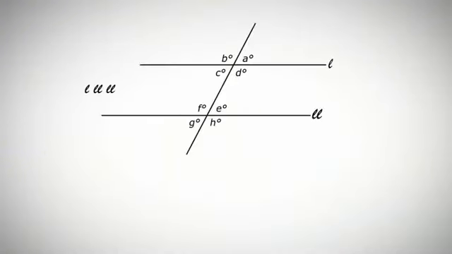We have two parallel lines, line 1 and line 2. These two parallel lines are intersected by a third line, and that intersection creates two sets of equivalent angles, labeled A, B, C, and D, and E, F, G, and H. Let's answer some questions about these angles. First, what is the sum of A plus B?